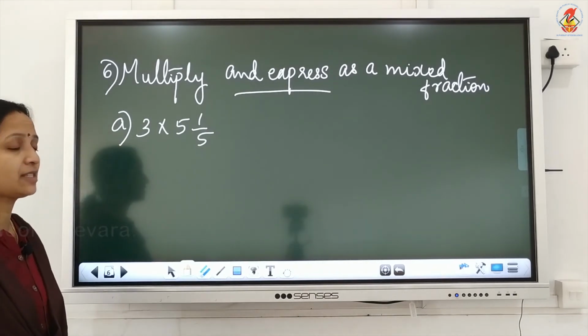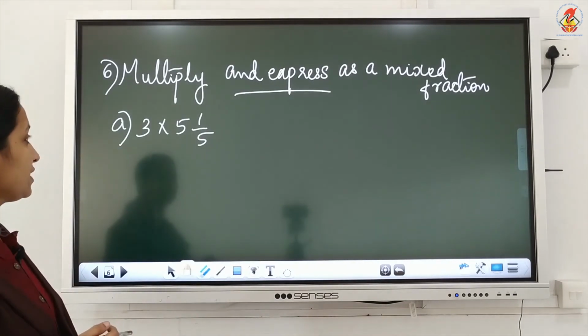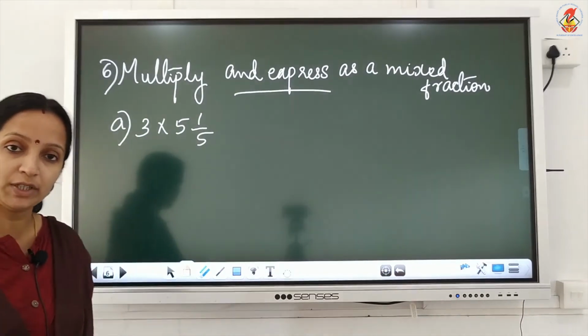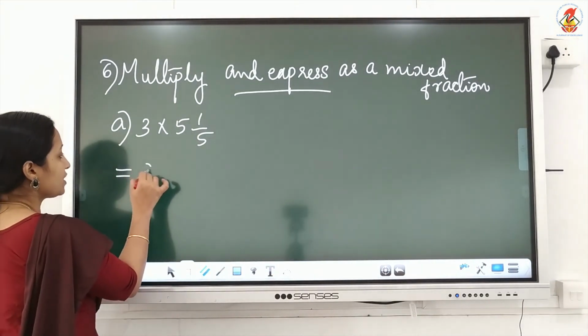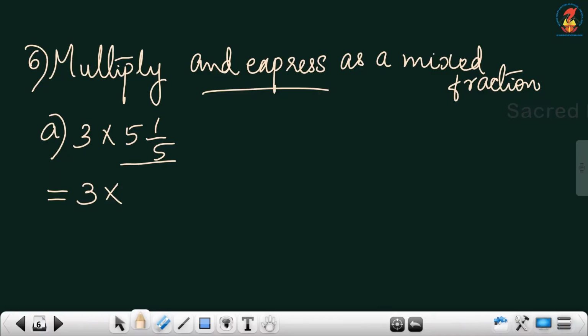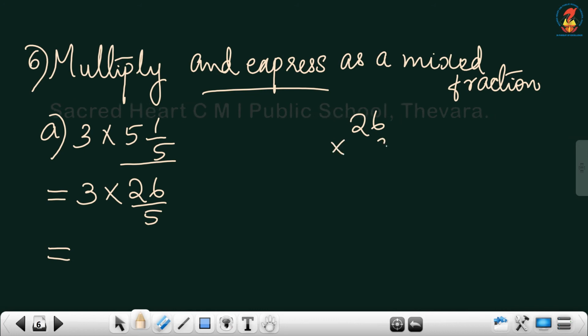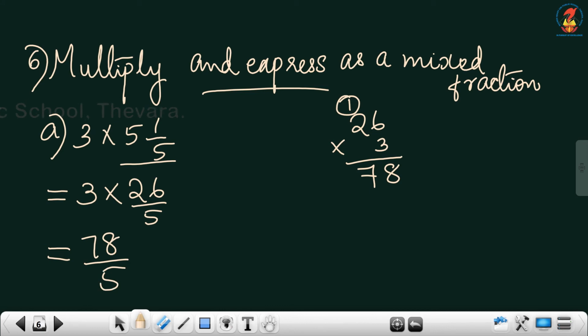Multiply and express as a mixed fraction. I already told you, if a mixed fraction is there in your question, first you convert it into improper fraction. So what is the first step? 3 into 5 1 by 5, this is a mixed number. So convert it into improper fraction. 5 5s are 25. 25 plus 1 is 26 by 5. Clear? Then 26 into 3, what is the answer? 6 3s are 18, carry over 1. 3 2s are 6 plus 1, 7. So what is the answer you got? 78 by 5.